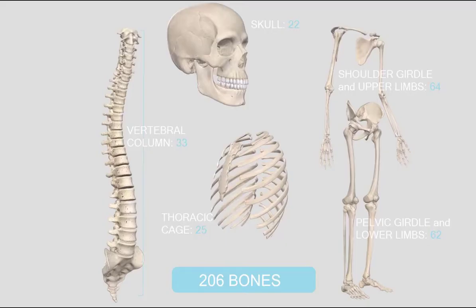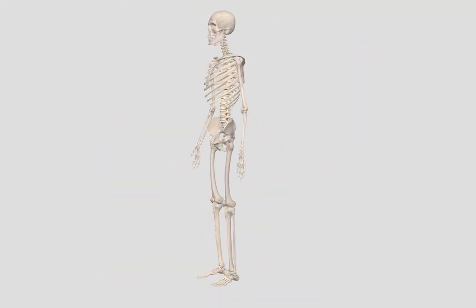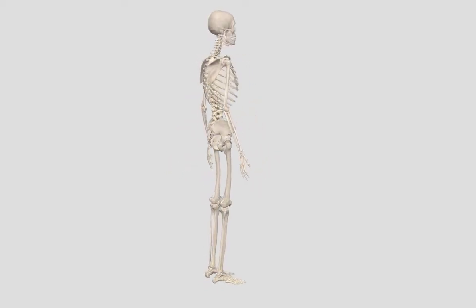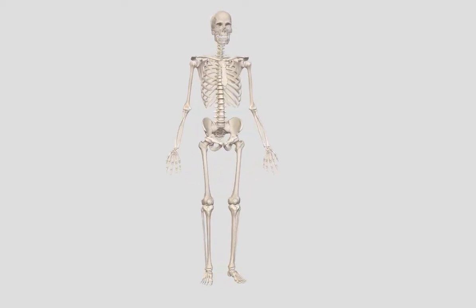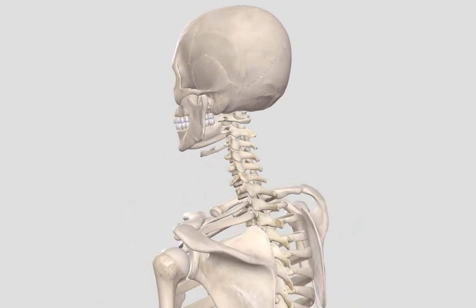Hello everyone, today I will introduce you to the human skeleton system. When you look at the human skeleton, the 206 bones and 32 teeth stand out. But look closer and you'll see even more structures. The human skeleton also includes ligaments and cartilage.